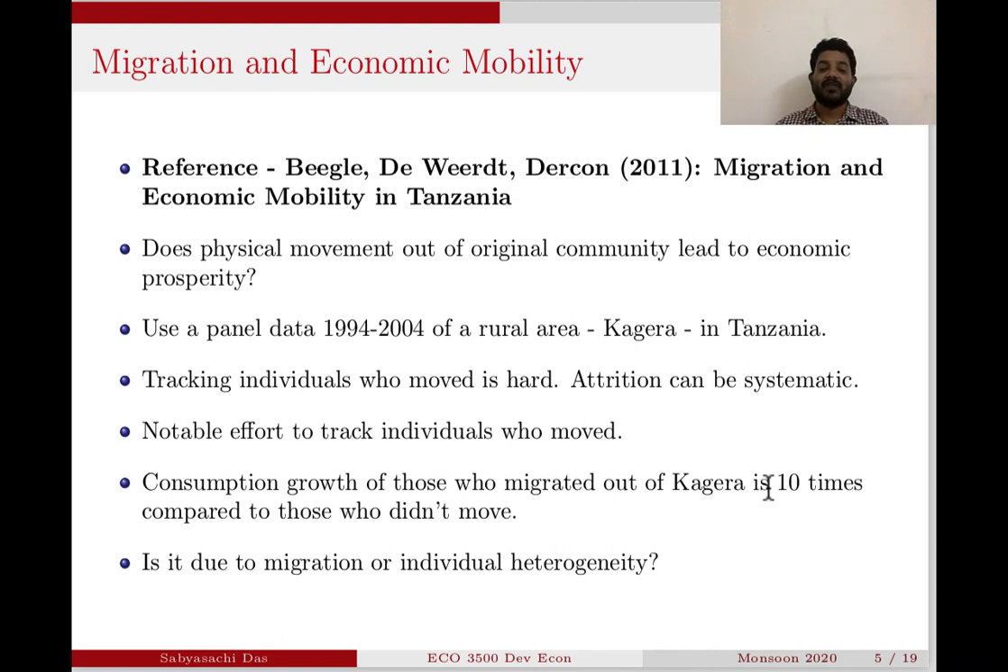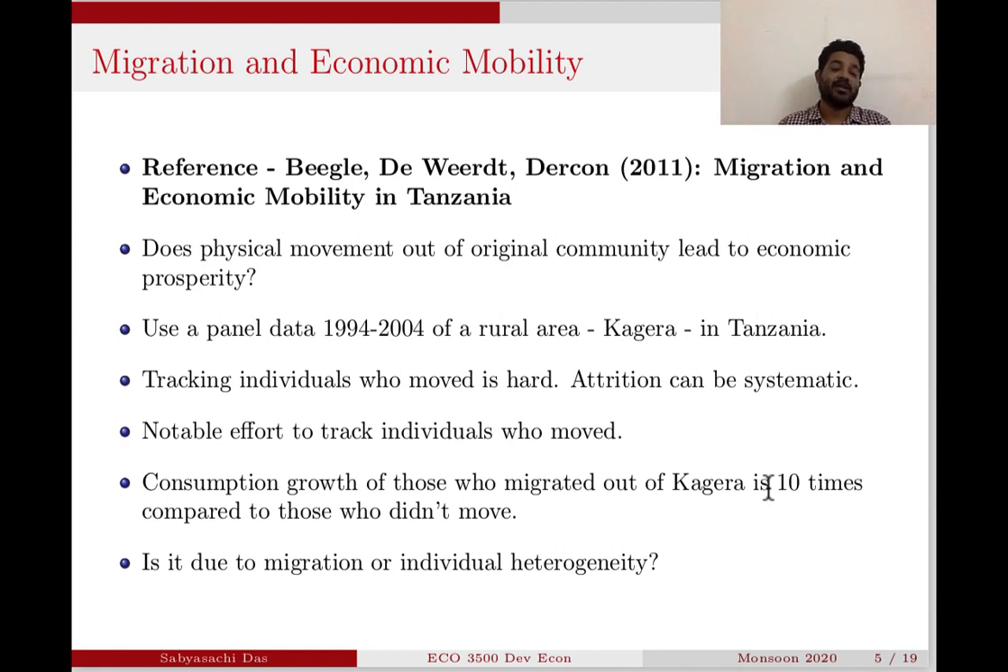The question is, to what extent is it driven by the fact that they move to a different occupation when they move out of the region? And that's what's driving the return. So maybe it's not the fact that you migrated, but because you changed occupation, right? And that's what's driving the consumption growth.